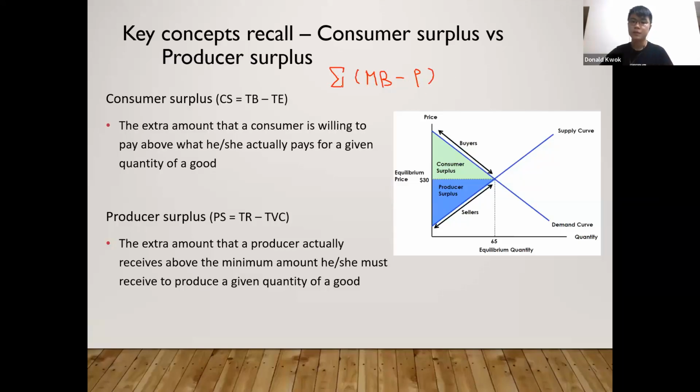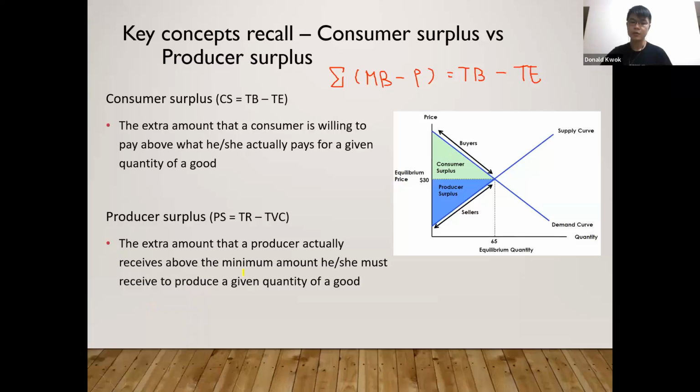This is how we can calculate the consumer surplus. If you distribute this summation sign inside the bracket, it becomes the sum of marginal benefit minus the sum of prices. The sum of marginal benefit is actually total benefit. Why? Because the difference in total benefit is marginal benefit, and this works the other way around. But the sum of prices is something like the price of the first unit plus the price of the second unit plus the price of the third unit and so on. It is like the price multiplied by the quantity, which is the total expenditure of the consumers. So this is why we say consumer surplus is total benefit minus total expenditure.